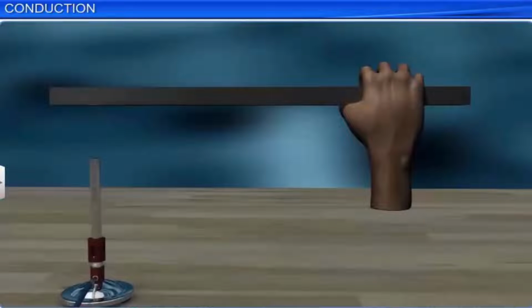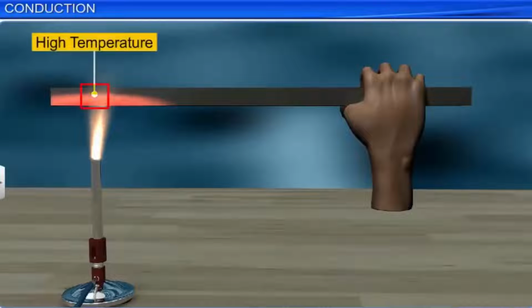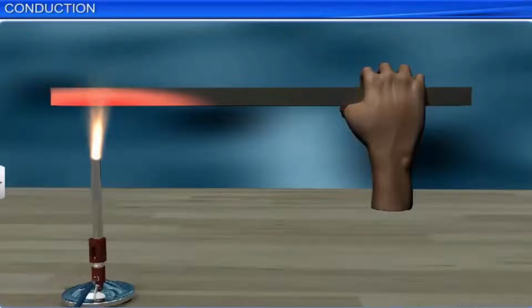For example, observe the person holding an iron rod at one end and placing the other end in fire. One end of the iron rod, which is in the flame, is at a high temperature, and the other end at low temperature. Heat flows from the hot end to the cold end by thermal conduction. And as a result, after some time the person drops the rod.